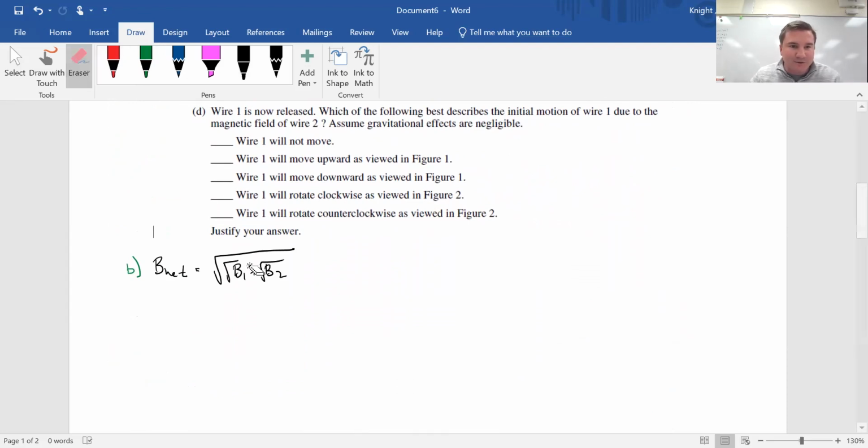Oh, wait, I wrote square roots. B1 squared plus B2 squared. We know that B2 is twice B1. Can we use that to make this easier? This would just be 4B1. This would be 5B1 squared. Can we do that? So if we simplify this, if we know that B2 is equal to 2B1, right? Oh, wait, no.